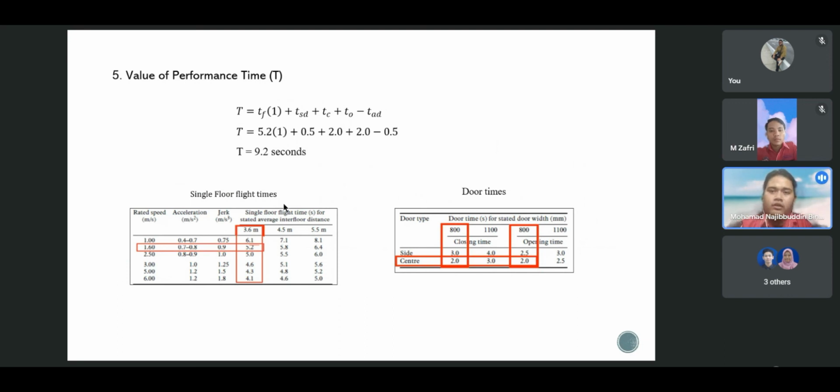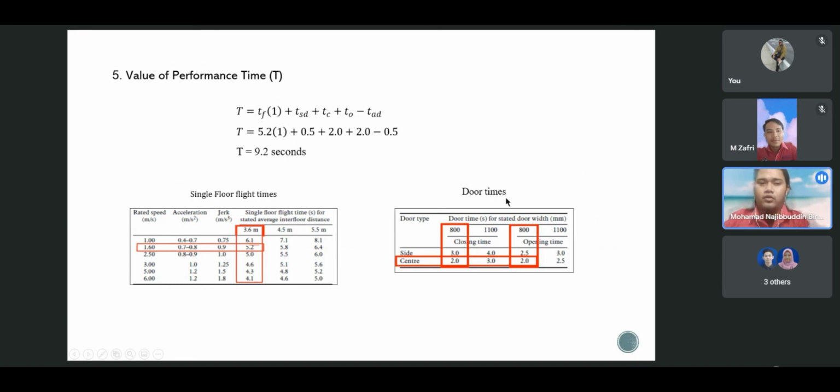Number five is the value of performance time. As we can see, this is the formula. After we have calculated, the T amount is 9.2 seconds. Based on this table of single floor flight times, and the speed we chose, rated speed 1.6 meters per second, the single floor flight time is 4.2, that is TF. And then door times for this project is 8.